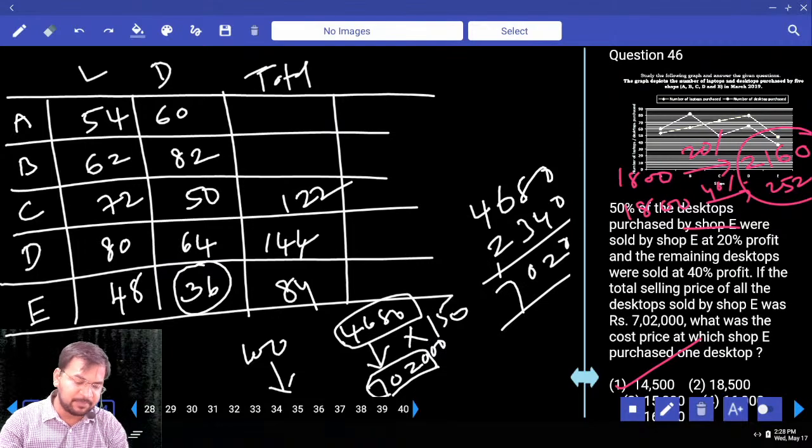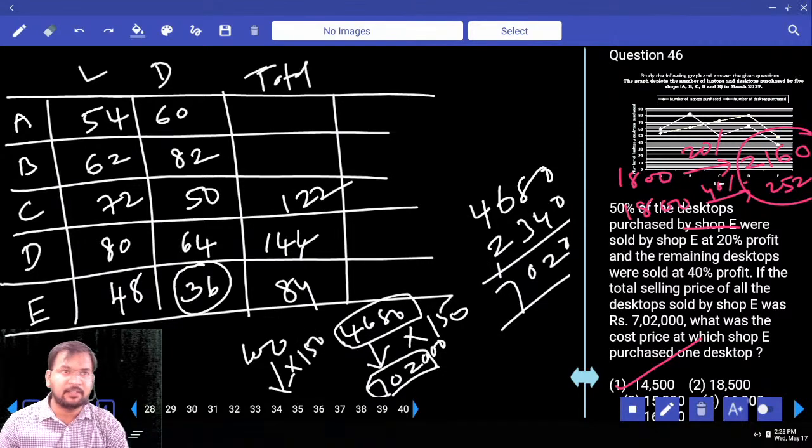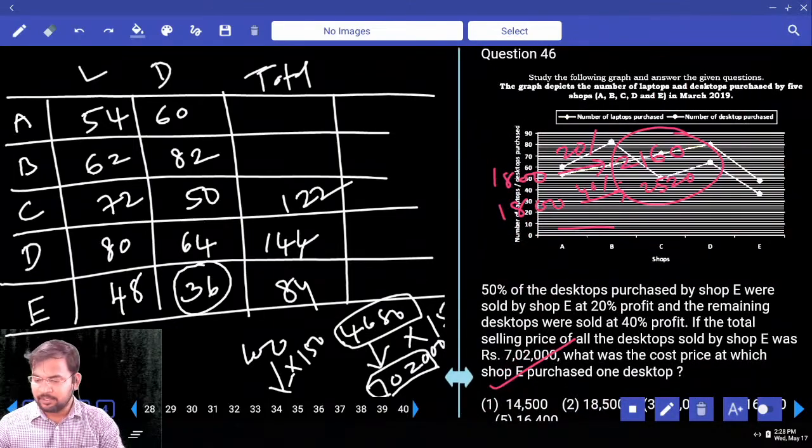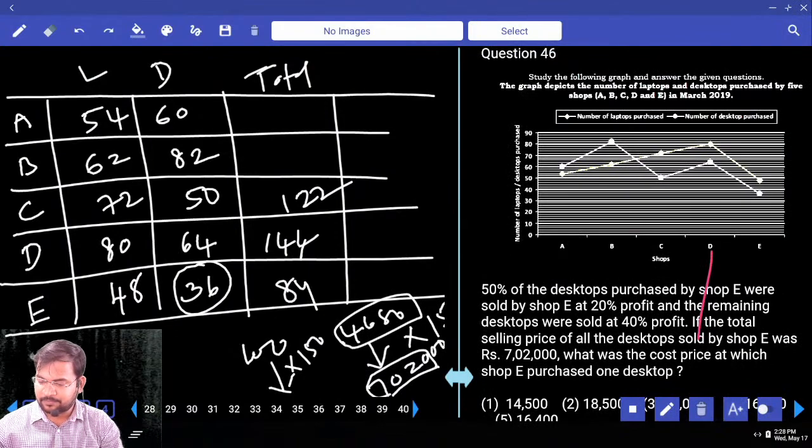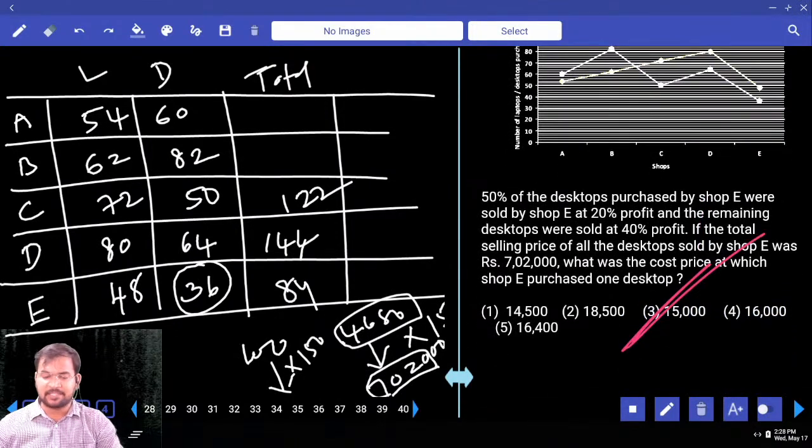15 times అంటే 150 times కదా? 150 times of 100. So your answer is what na? 15,000. Options are very closer. So your answer is 15,000. Exactly 150 times పోతుంది.